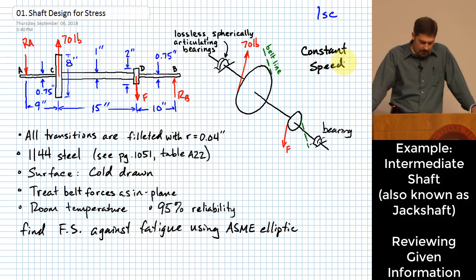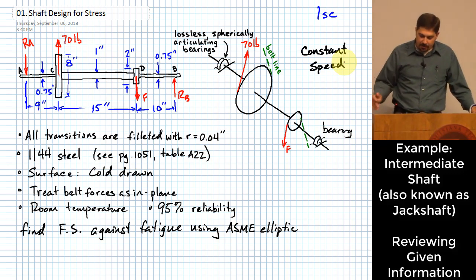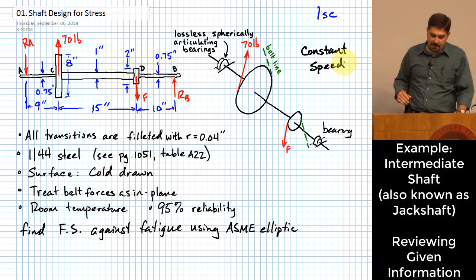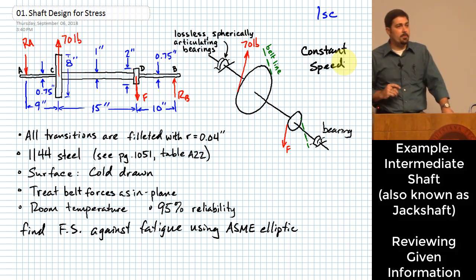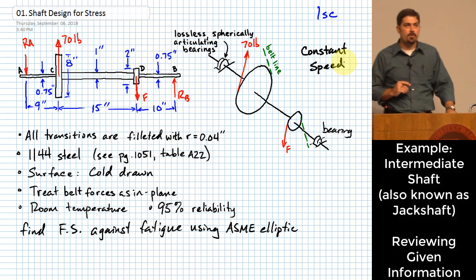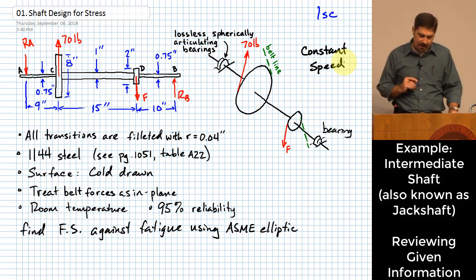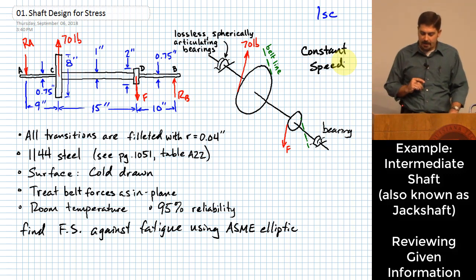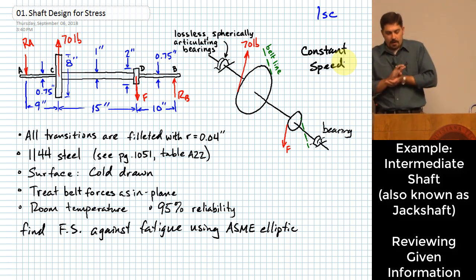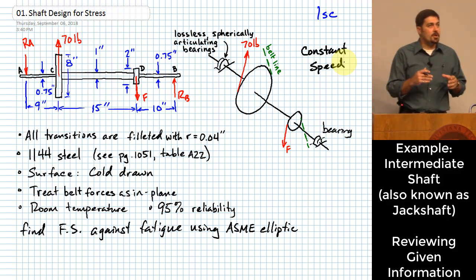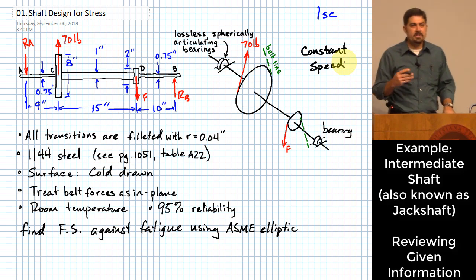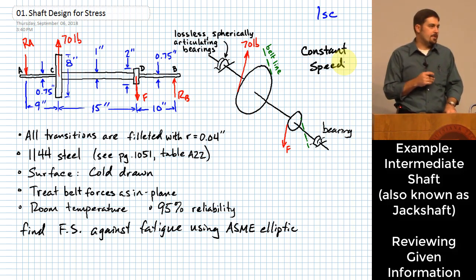All right. Let's say that this thing is made out of 1144 steel. And just to help us out there, I've mentioned where you can find the properties for that 1144 steel. All right, in the back of the book, page 1051, table A22. I'm saying here that it's got a surface that would be most like a cold-drawn surface, okay?